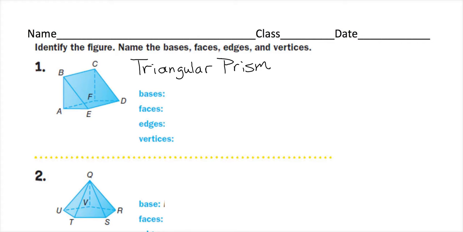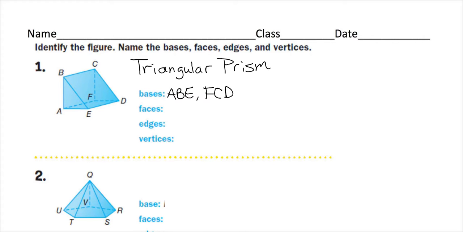So we have ABE, and we also have FCD, which is the other one. Next is the faces. Remember, the faces are like the walls.